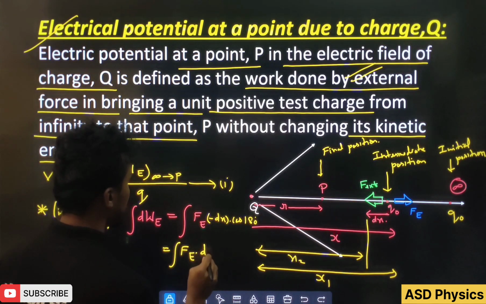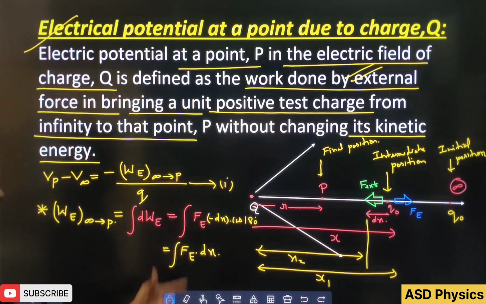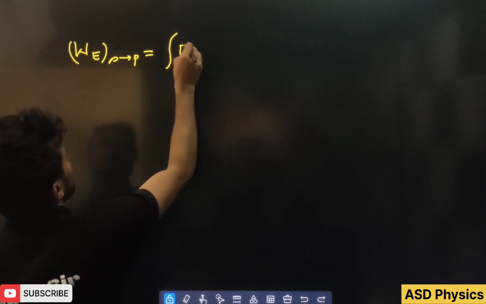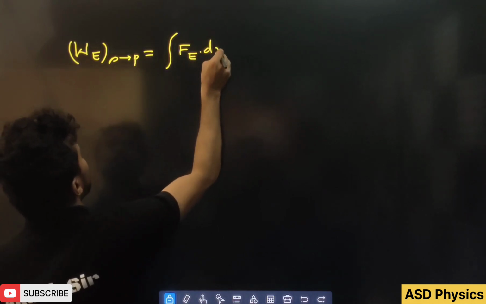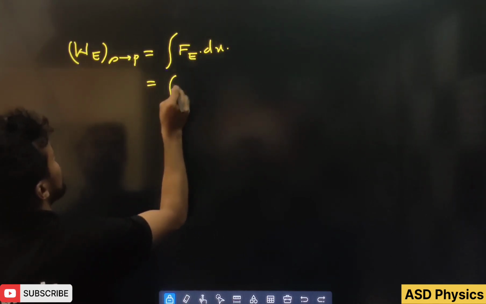Fe into dx. Just see here very well. Now students, we will go to the next one and see what I'm saying here. See here, electrostatic force from infinity to P. What we have got here? We have got Fe into dx. Now integration.